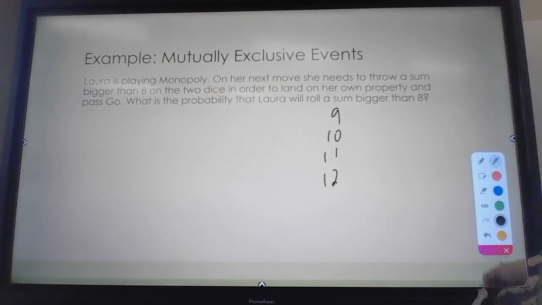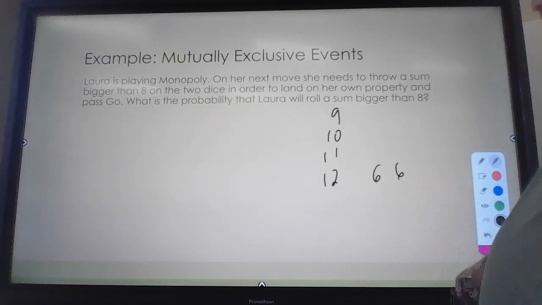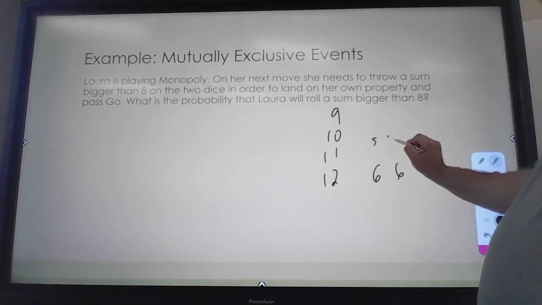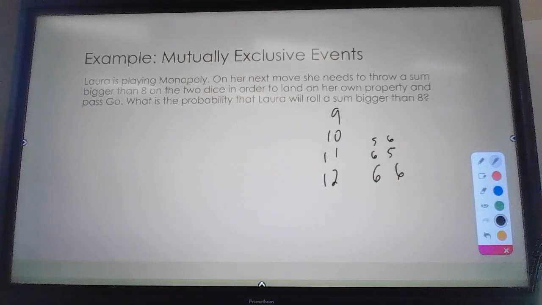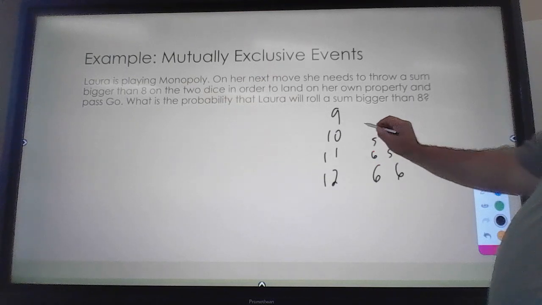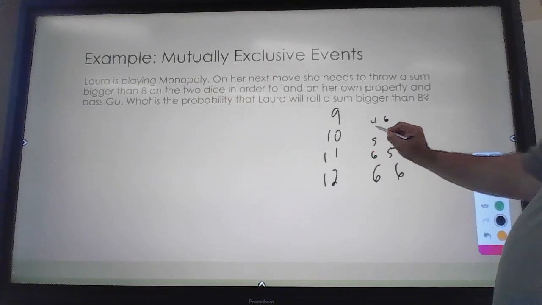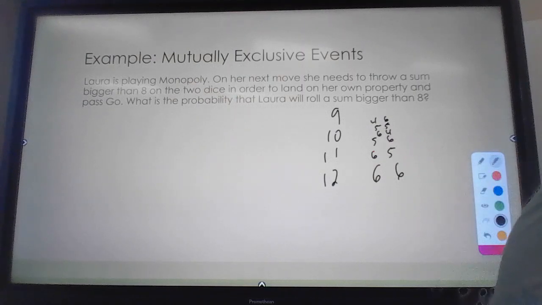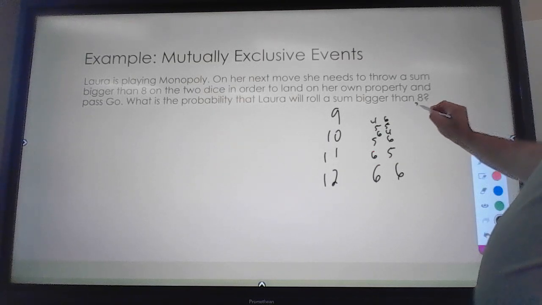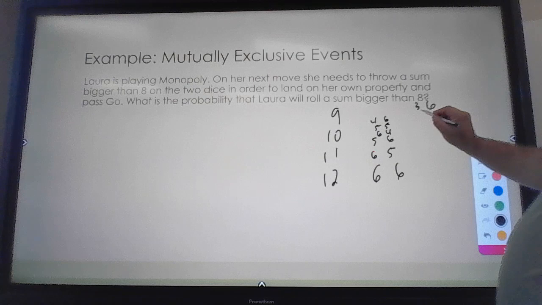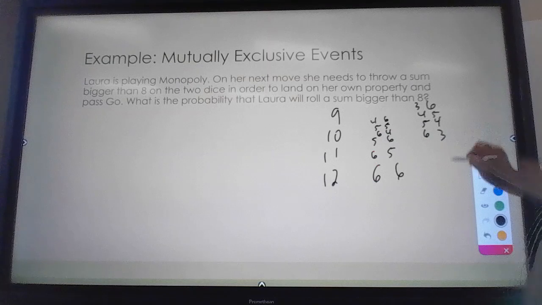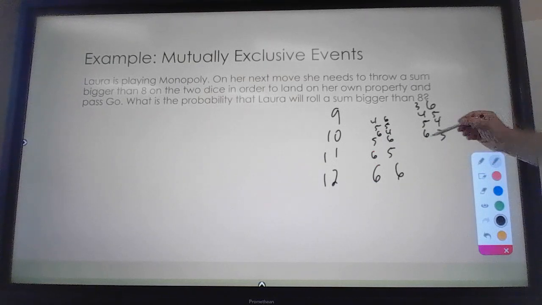Well, to get a sum of 12, you just need 2 6s. For 11, you need 5 and 6 or 6 and 5. For a 10, you need a few more of these. You need 4 and 6, 5 and 5, 6 and 4. And then for a sum of 9, that's 3 and 6, 4 and 5, 5 and 4, and 6 and 3. Right, so that's 1, 2, 3, 4, 5, 6, 7, 8, 9, 10.